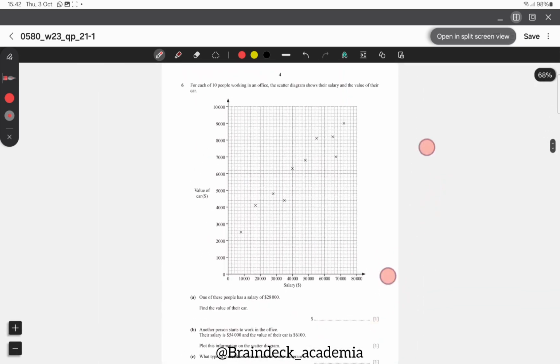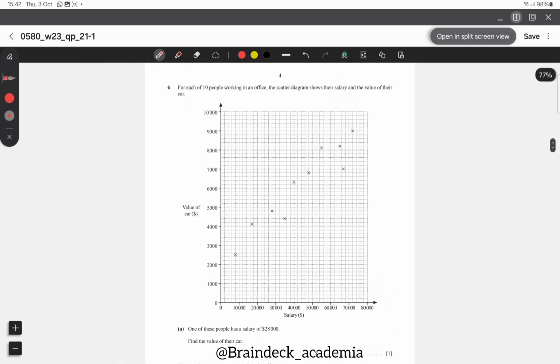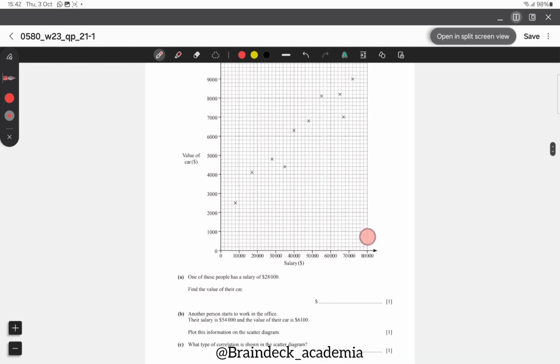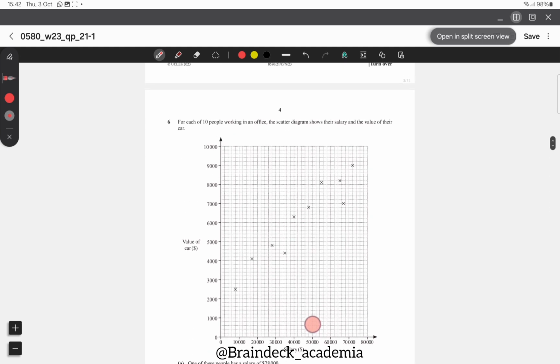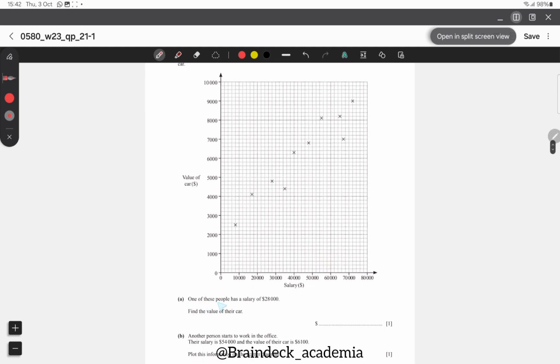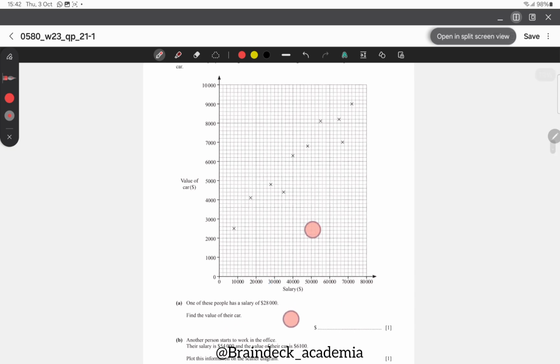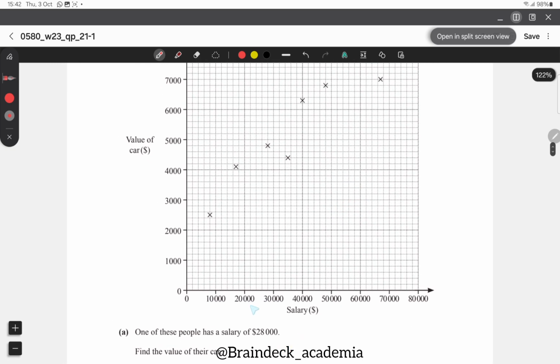All right, for this particular one, they say for each of the 10 people working in an office, the scatter diagram shows their salary and the value of their car. Now we are asked: one of these people has a salary of 28,000. Find the value of their car. At 28,000, look at it. The first thing we need to look at is this is 10,000 to 20,000.